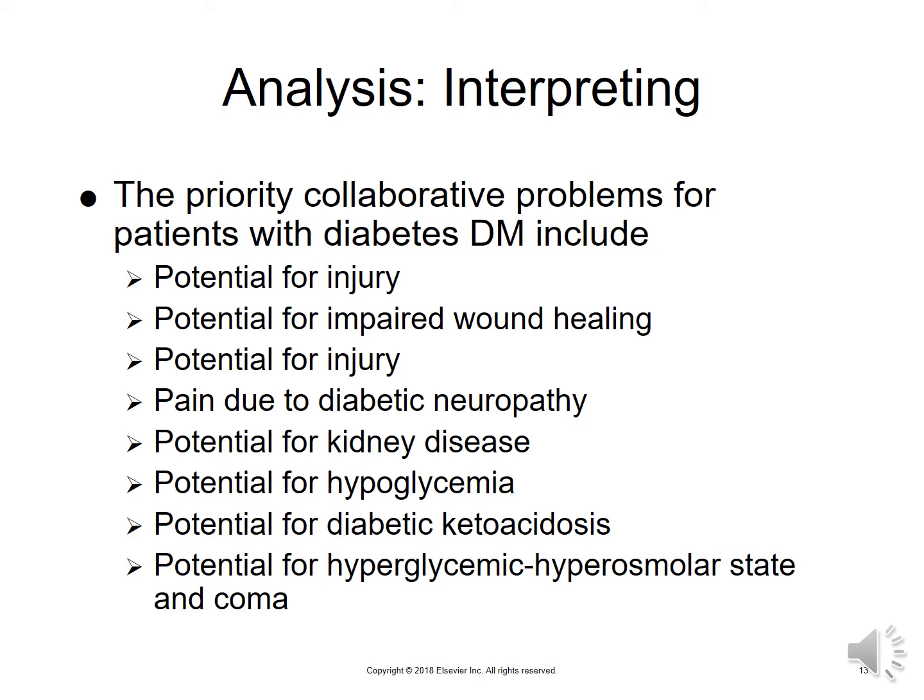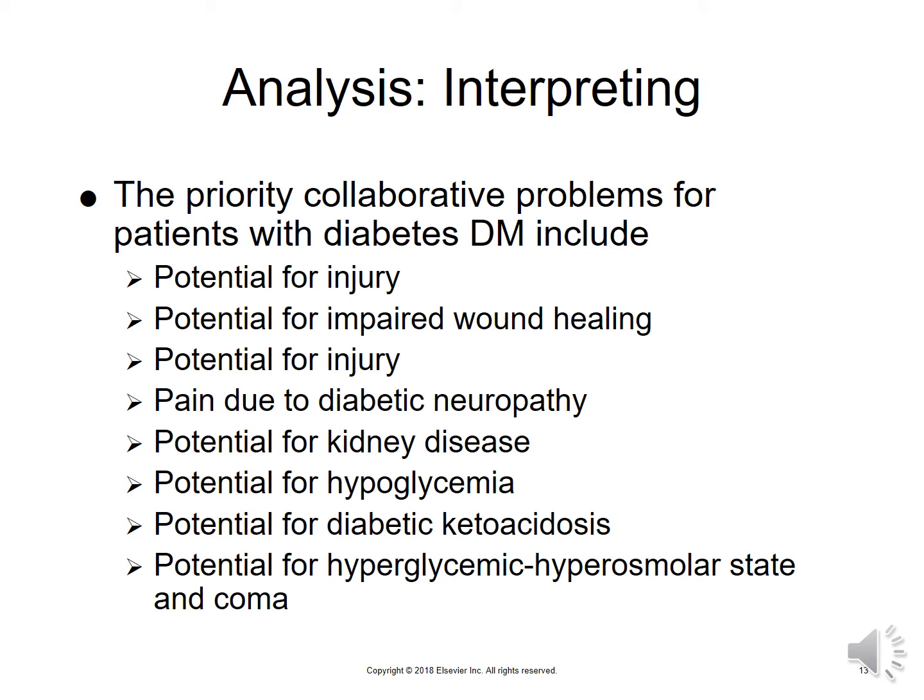Okay, so the priority collaborative problems for patients with diabetes include potential for injury, potential for impaired wound healing, and, I guess we thought it was really important because we put potential for injury there again. And remember that the potential for injury is not just due to the fact that they have neuropathy and have a hard time feeling, but also, you know, if their vision is impaired, you need to make sure the area around them is safe for them. So good lighting, no throw rugs, that kind of thing. Okay?